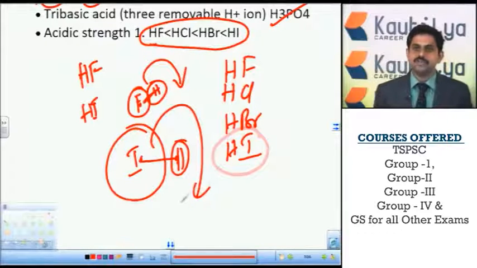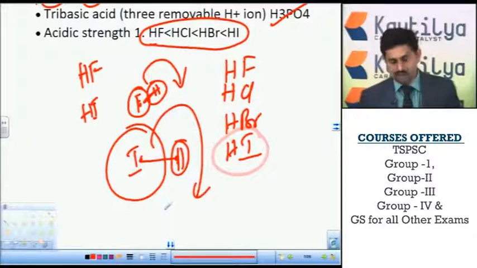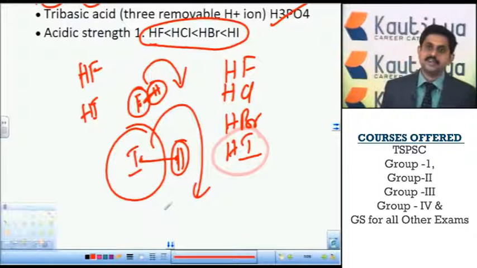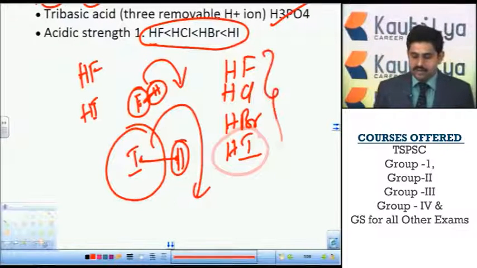The one which can dissociate easily has more acidic property. So among the hydrides of the halogens, HF, HCl, HBr, HI, when you compare HI, it has more acidic character because it can donate the H plus ion very easily.